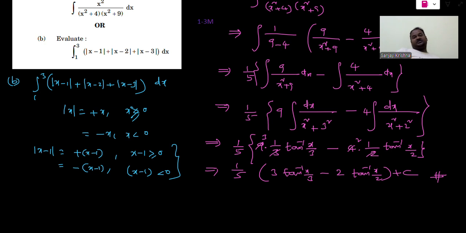Now you are going to change the limit. When you change the limit from 1 to 3, first it is 1 to 2 and then 2 to 3, because x minus 1 is there, right? So here, at x minus 1, we are going to change the limit.